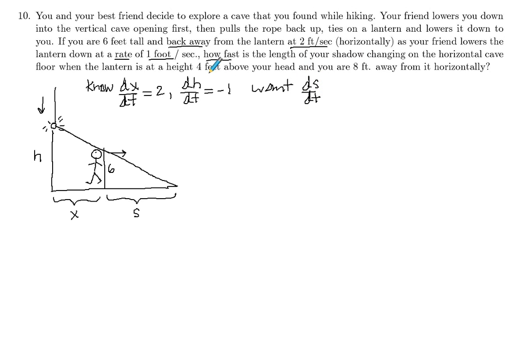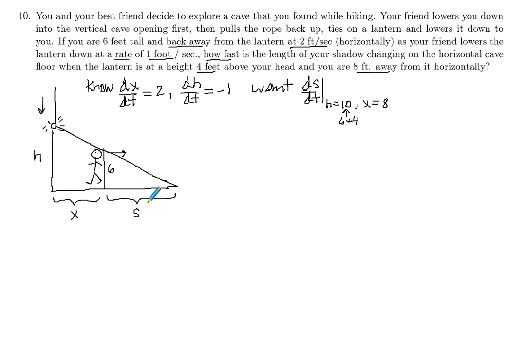And we want that at the instant that the lantern is 4 feet above your head and you're 8 feet away. So you're 6 feet tall. If the lantern's 4 more feet above your head, that means the total height is going to be 10. So we want ds/dt when h equals 10. And again, that 10 is 6 plus 4, your height, and then 4 feet above. And when you're 8 feet away, x is the number of feet away, so when x equals 8. So we've got the known rates, we've got the rate that we want written down, we've got a labeled picture.